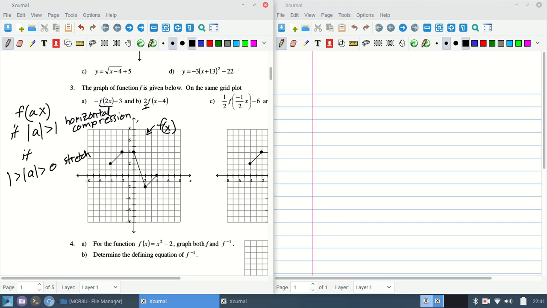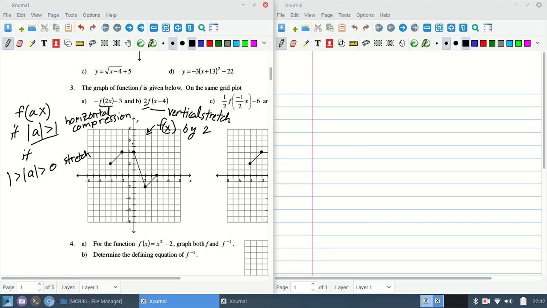The easy way to remember this is when there's a 2 outside, it follows the condition, but instead of being a horizontal compression, it's going to be a vertical something, and it's the opposite to the horizontal transformation. So instead, this means a vertical stretch by a factor of 2. Vertical stretch by 2. Okay, so the opposite, complete opposite to what you think.